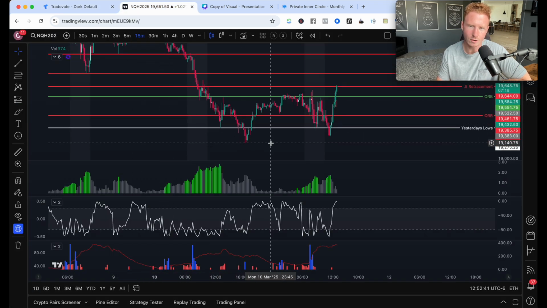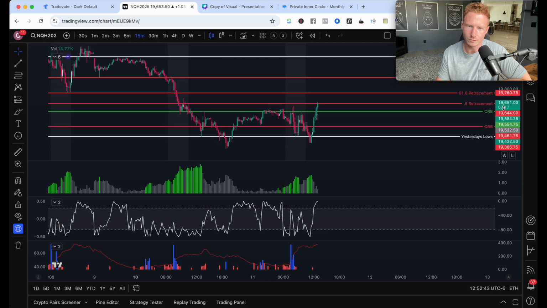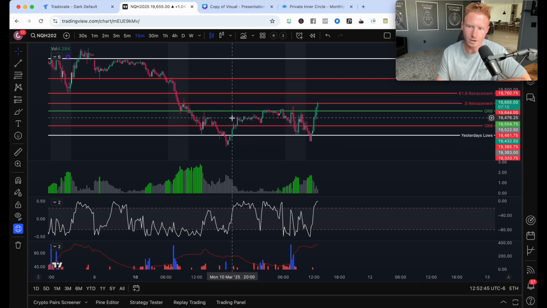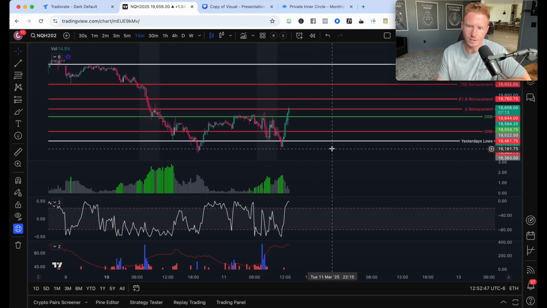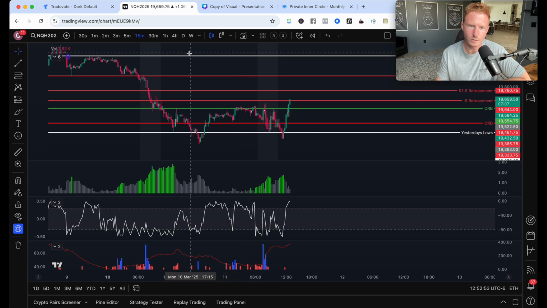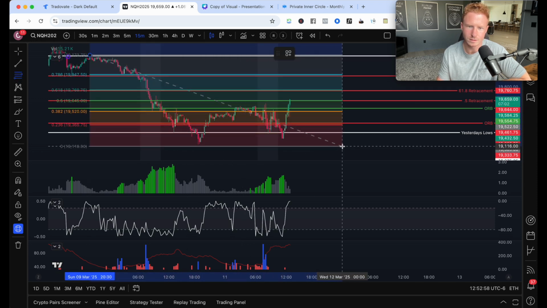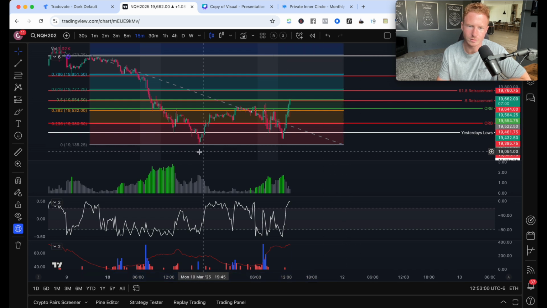So starting out, obviously yesterday we had a huge move down, and we can see we have yesterday's lows right here. We have yesterday's highs right here. This is this white line. Then we have these different fib retracements. So all these red lines are labeled fib retracements. It's basically just the retracement levels from this low. These were going to be different targets for me for the day. We just hit target 1 right now, the 50%.